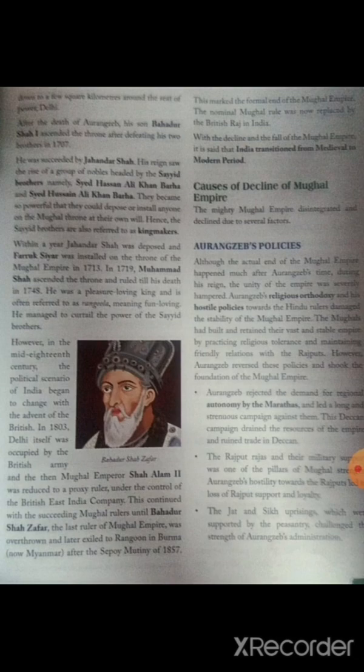He managed to curtail the power of the Sayyid brothers, that is Muhammad Shah. He tried, and he was successful in cutting down the power of the Sayyid brothers. Because what the Sayyid brothers were doing was all the time making kings rule or disposing them from the throne according to their own will.